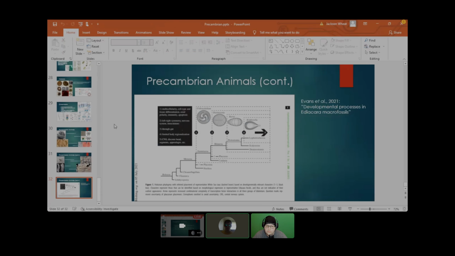For us, for deuterostomes, that's your anus. For protostomes, that's your mouth. And then the other side connects, and then, you know, you're off to the races, and things just keep on kind of going.